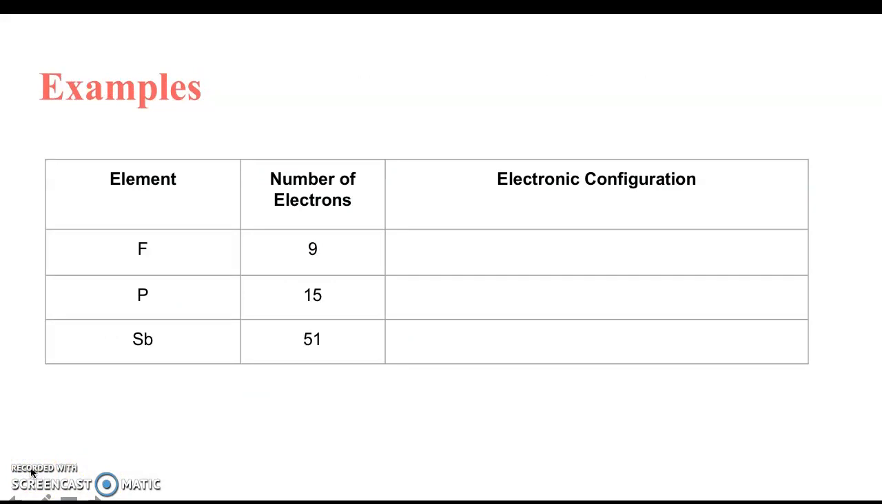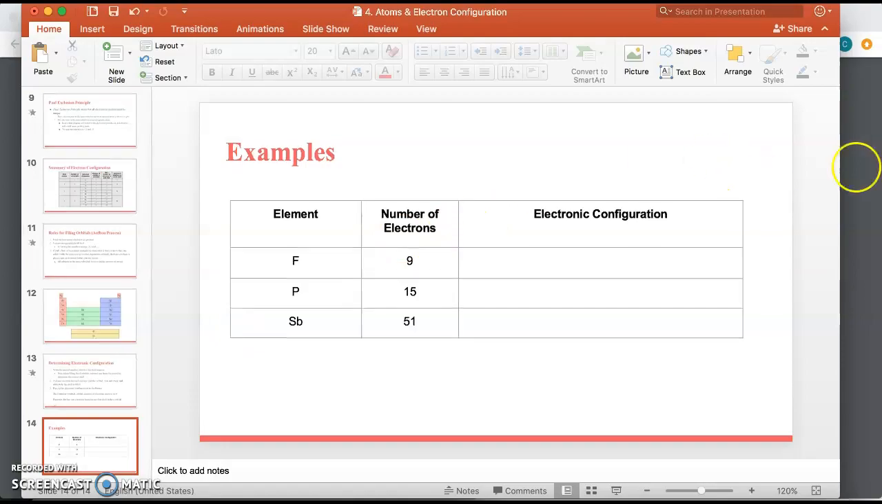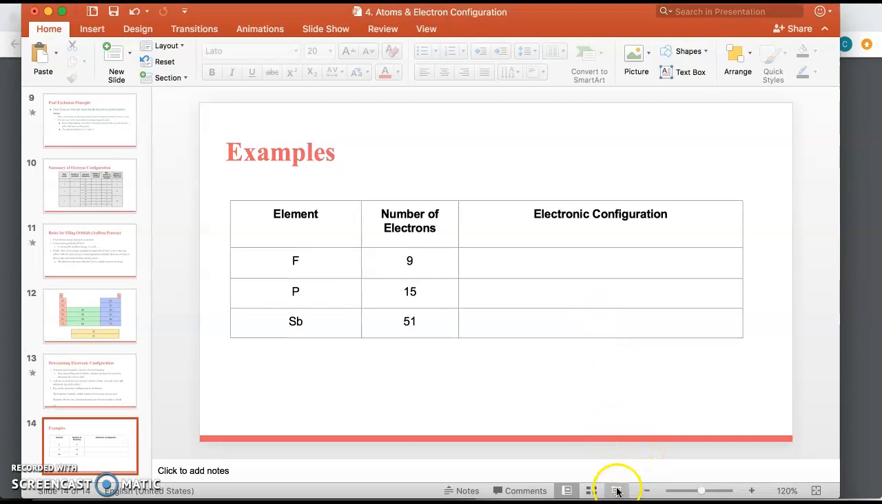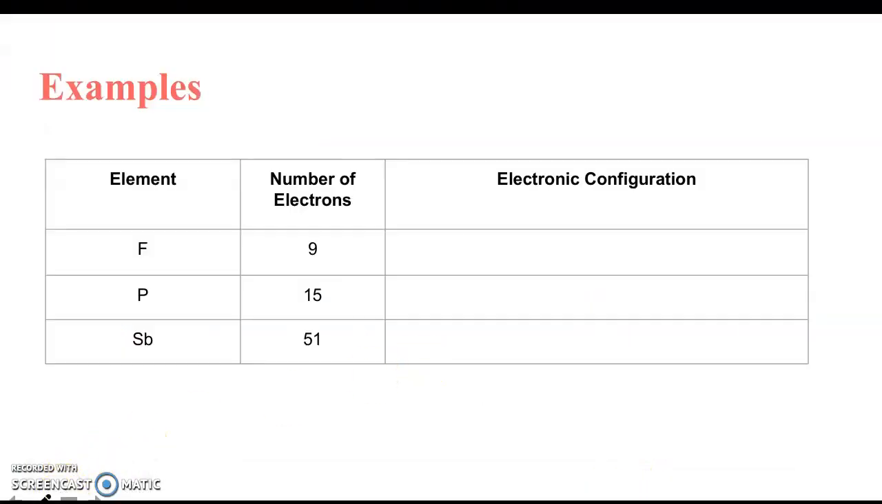All right, so we're going to do a couple practice problems together. First we're going to look at fluorine, which has 9 electrons. Normally what I would do is go to my periodic table and look up fluorine. I see that it has 9 protons, therefore I know it has 9 electrons. But for the sake of the rest of this video, I'm just going to fill out the electron configuration. So if we take a look, we're going to start in the 1s.